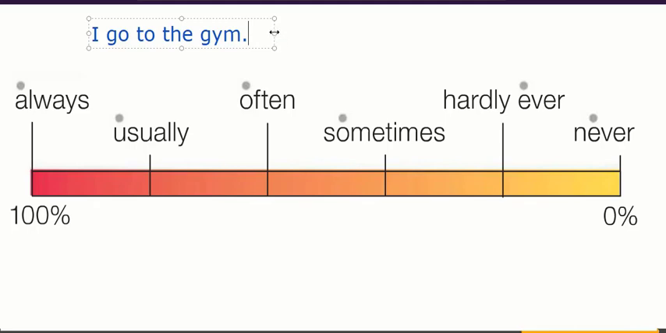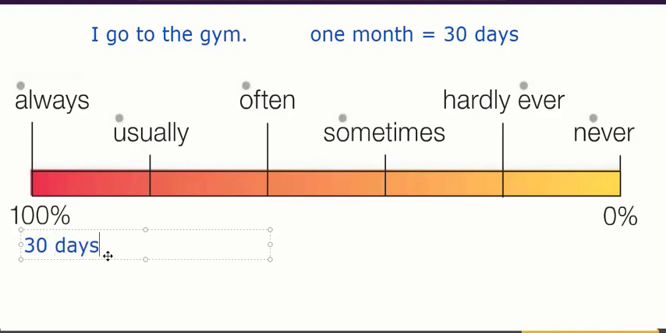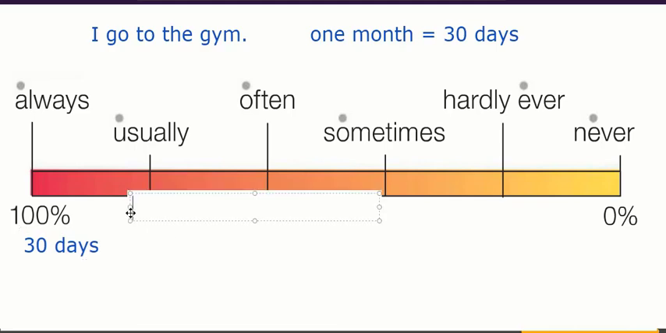If we say 1 month, let's say 1 month equals how many days? 1 month is 30 days. Okay, so I always go to the gym 100% of the days. So here I say I go to the gym 30 days in the month. Okay, when I say usually, so it's 25 days.